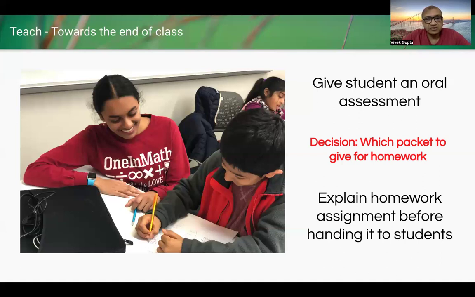And based on this oral assessment, again, the decision point comes of how you'll make the decision around which packet to give for homework. And when you decide what packet to give, then don't just hand over the packet. You want to actually explain to them what the homework assignment is, and work a few problems with them. Okay.